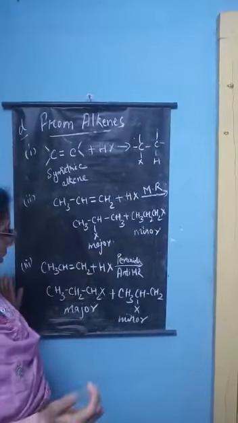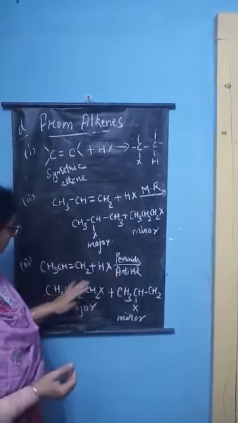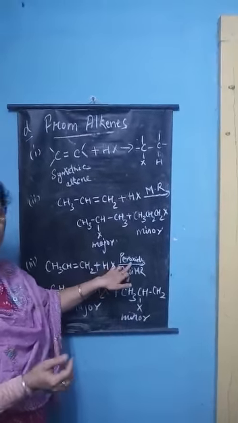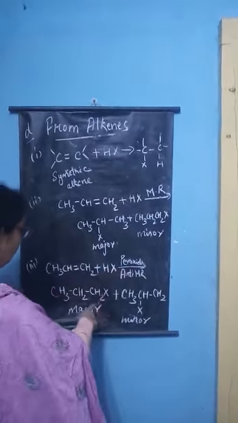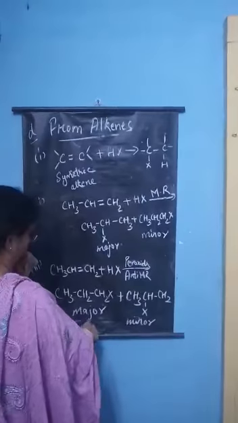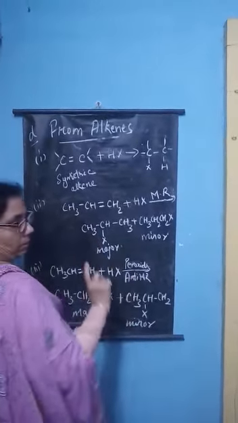Just opposite to this is the anti-Markovnikov rule, that is, when an unsymmetrical alkene reacts with an acid in the presence of peroxide, I get the major alkyl halide, major, and another one is the minor product.